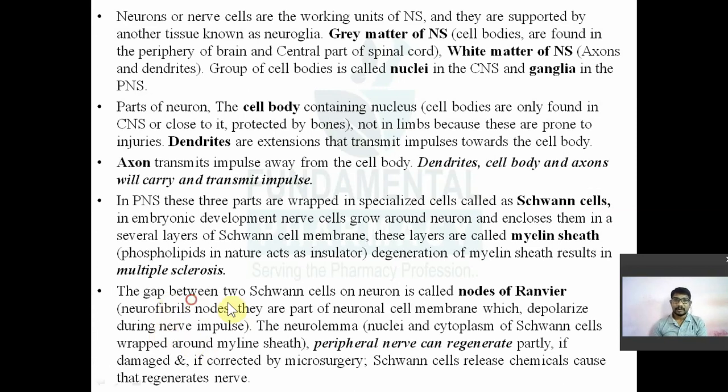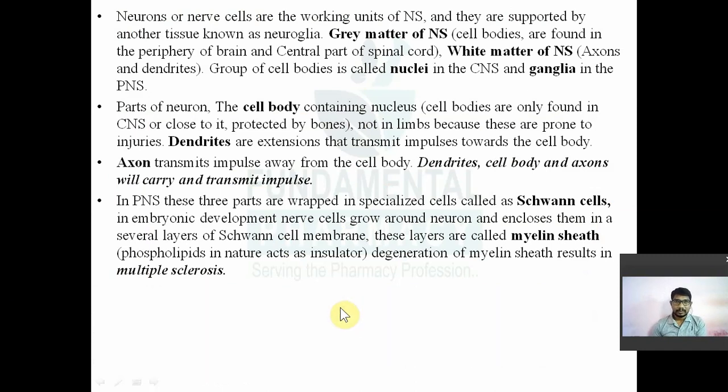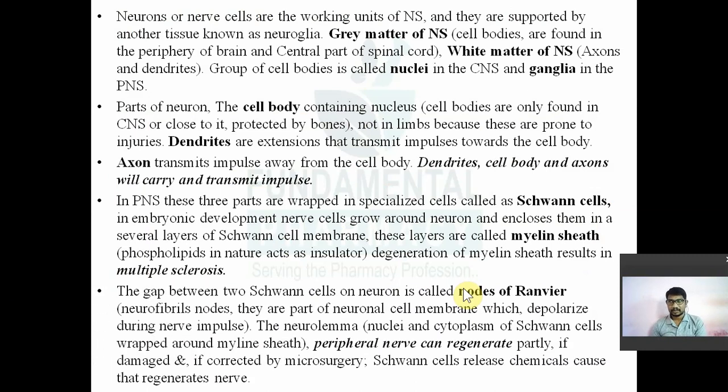Now the gap between two Schwann cells on a neuron, the tiny gap, is known as the nodes of Ranvier. Or you can say the myelin layer is not present continuously on the neuron, so somewhere it is not present. That gap is known as the nodes of Ranvier, also known as neuropathway nodes. They are the part of the neuronal cell membrane which depolarizes during nerve impulse.